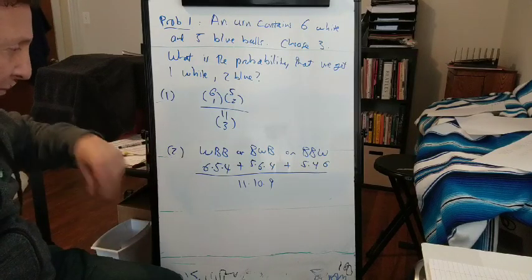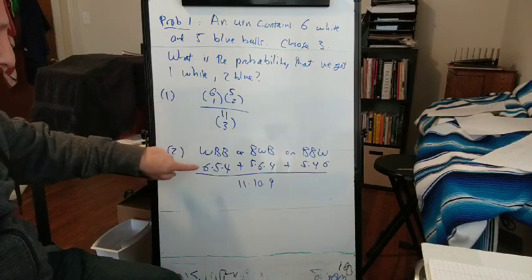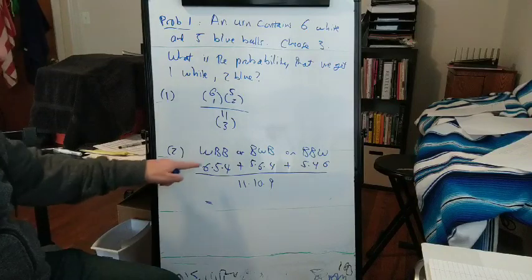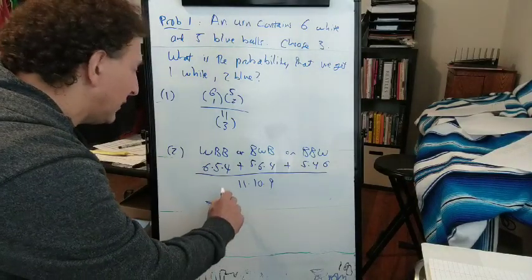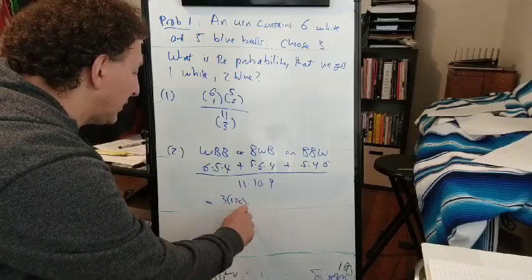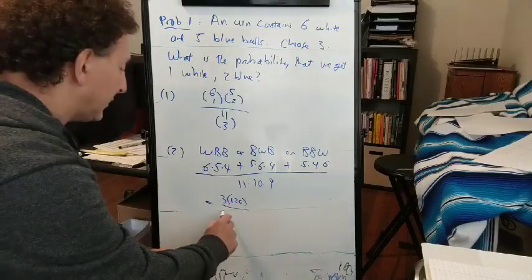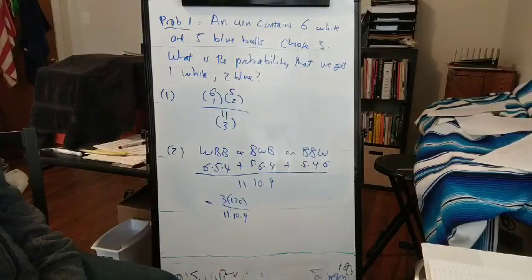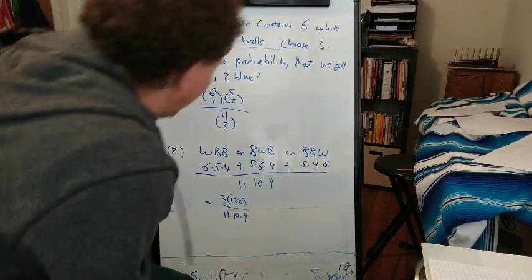Even though normally I think I would express this one as 6 times 20 is 120. 3 times 120, maybe I'd write this way, over 11 times 10 times 9. Or I guess 990 wouldn't be too difficult to write out.